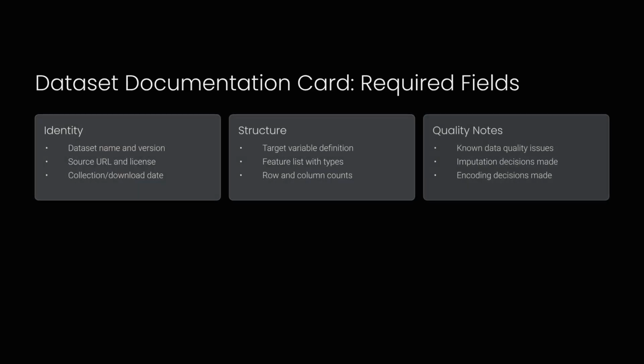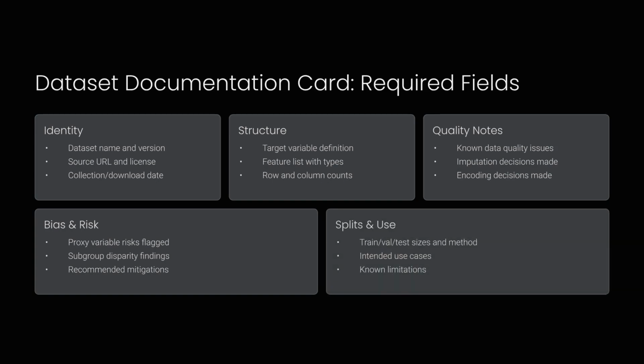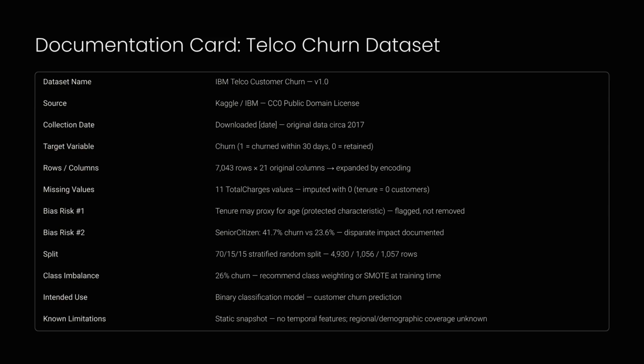The documentation card requires 5 key sections: identity, structure, quality notes, bias and risk, and splits in use. These sections ensure comprehensive context for the data's entire lifecycle. Here is the completed documentation card for our Telco Churn dataset, covering everything from the source and imputation decisions to the bias risks and split method.